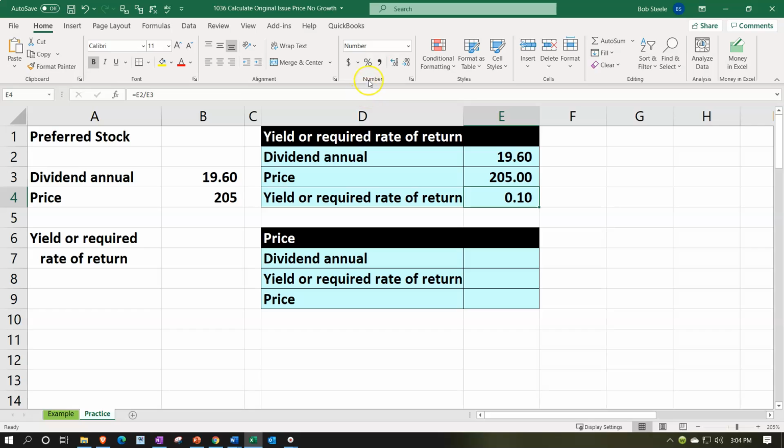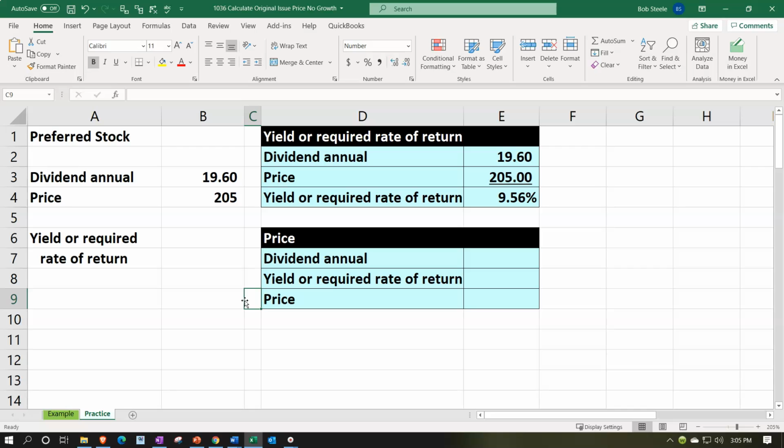Let's make that a percent. Number, percent, adding a couple decimals, we're looking at about 9.56 percent. So remember, the rate of return is what we can basically be expecting on the market. And obviously, if we're selling the stocks here at a price of 205 and getting a return of 19.6, then the rate of return that would be expected is 9.56. So I'm going to go home tab, font group, underline.